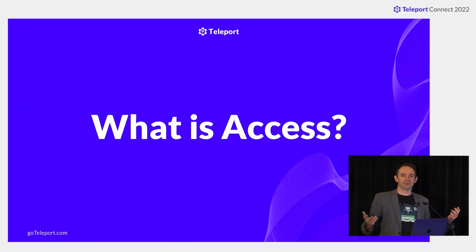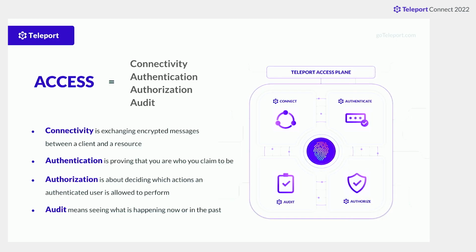Let me start with the obvious question: what is access? Because the word access is used in many different contexts, with different companies, on different front pages, on different websites. And for the purposes of accessing infrastructure, I would say that this is what access means. It consists of four logical components: connectivity, authentication, authorization, and audit.